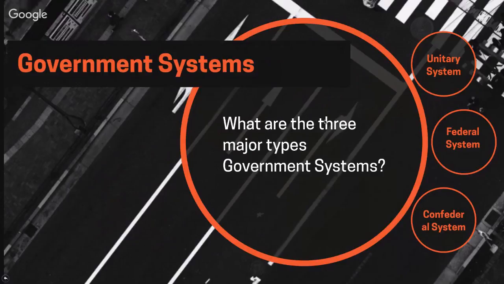All right. So, what are the 3 major government systems? As you can see, they are right here on the board. Unitary, federal, and confederal systems are the 3 major types. So what are the 3 major government systems?